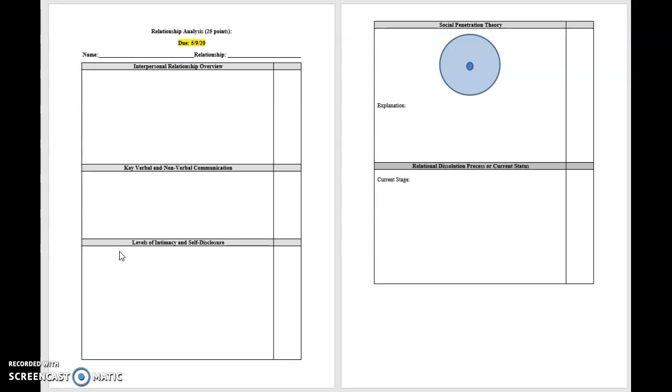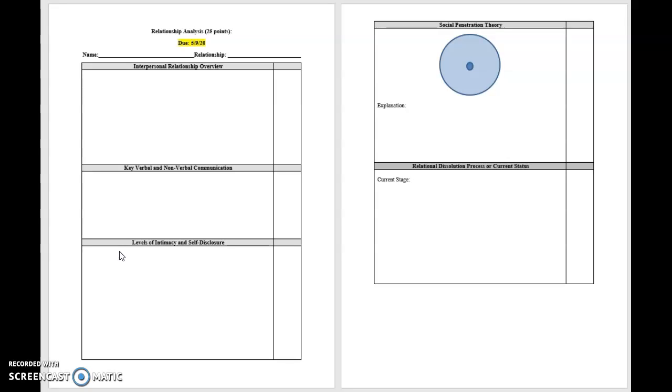So the first one is I'm looking for you to give me an overview of the relationship. I want you to give me key verbal and nonverbal communications that you value and think are important. The levels of intimacy and self-disclosure. So remember, we're not talking about sexual feelings when it comes to intimacy. We're talking about the level to which you have let somebody into you. They know a lot about you. It is the depth of knowledge that they know about you, and your level of self-disclosure.